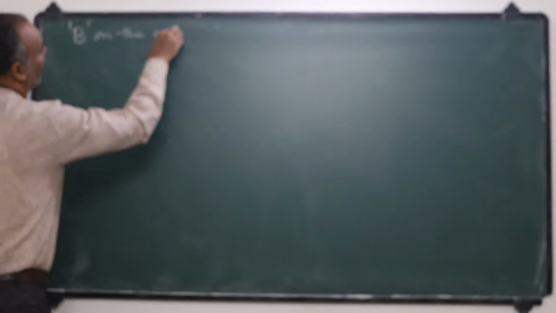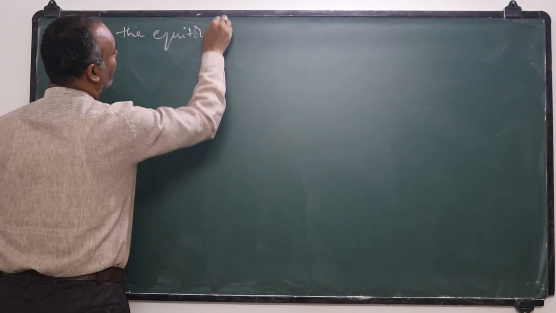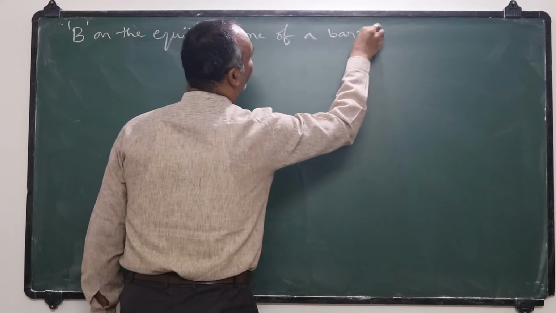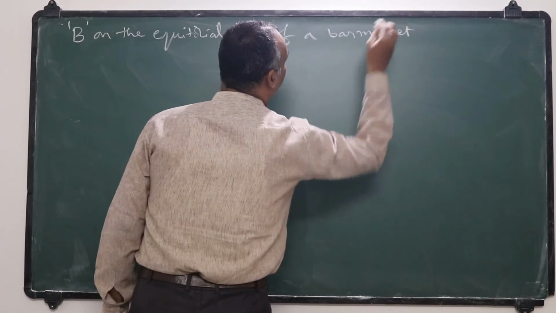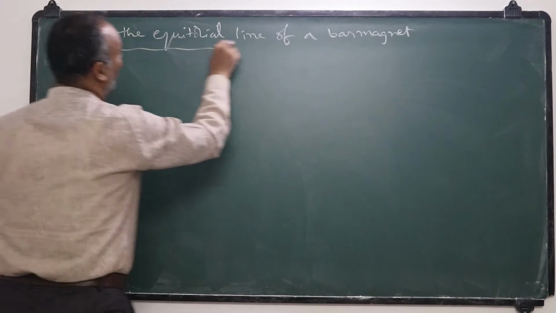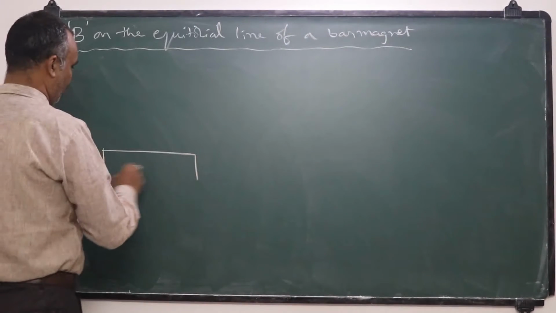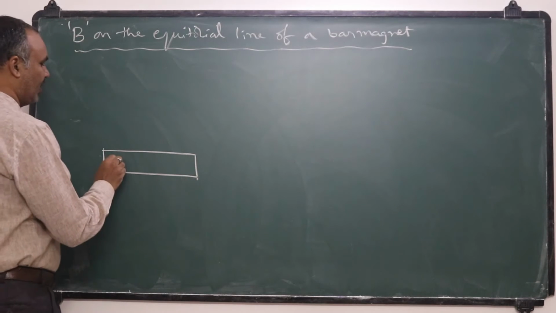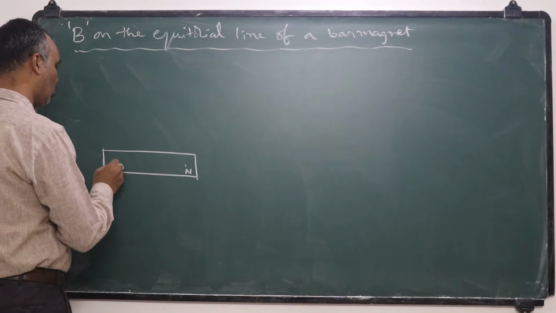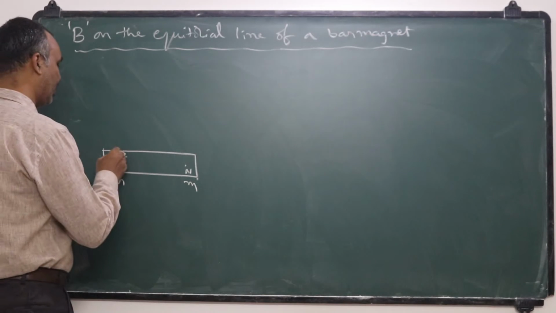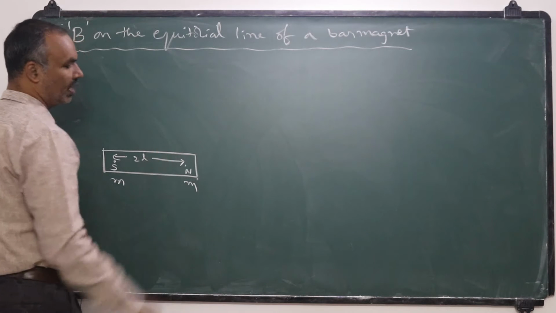Magnetic induction B on the equatorial line of a bar magnet. Initially we will do it for a bar magnet, later we will take it for a short bar magnet. Again we have the magnet. This is the magnet. The magnet has a north pole and a south pole. Each pole has identical pole strength M, and the length of the magnet is 2L.